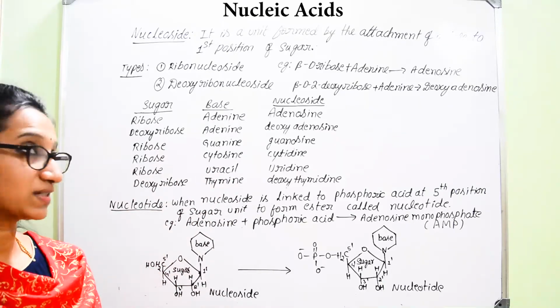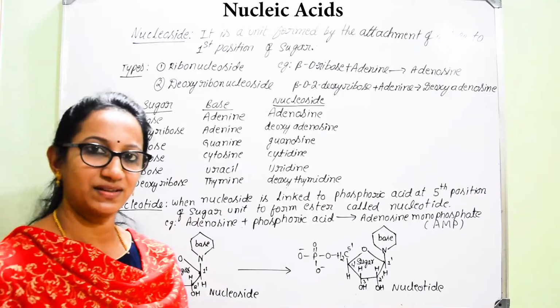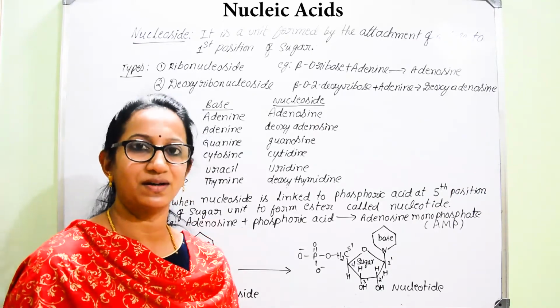And of course, in the formation of nucleic acid, that is a polymer chain, for the existence of polymer chains, we need monomers.